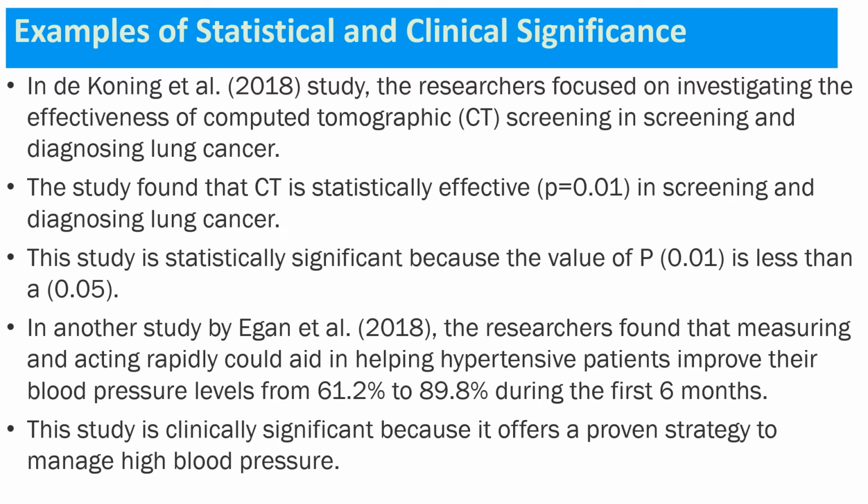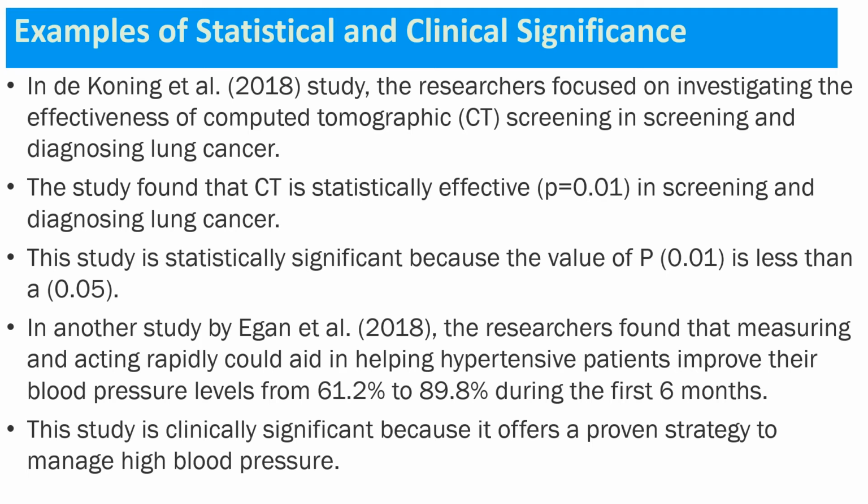Now the examples. In the Conning et al. study, which was done in 2018, the researchers focused on investigating the effectiveness of computed tomographic, that is CT screening, in the screening and diagnosing of lung cancer. The study found that CT is statistically effective in screening and diagnosing lung cancer. The study is statistically significant because the value of P, which is 0.01, is less than that of A, which is 0.05.